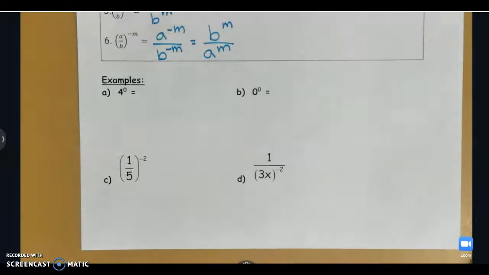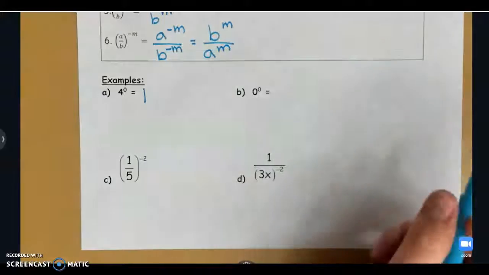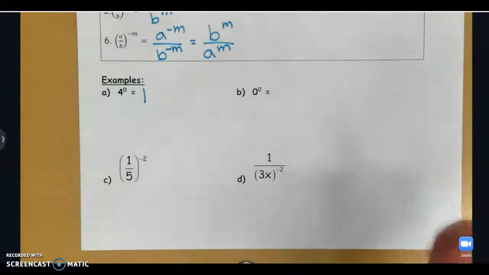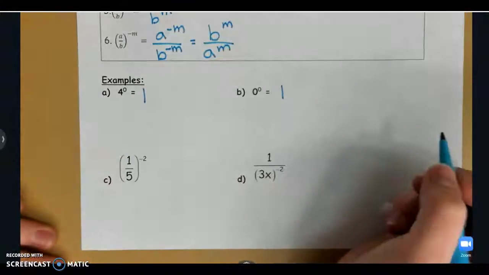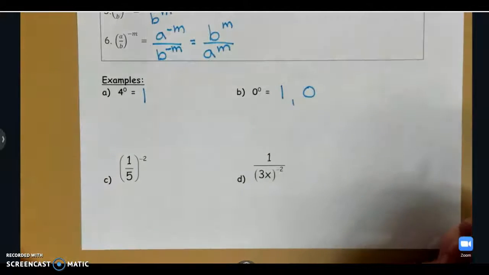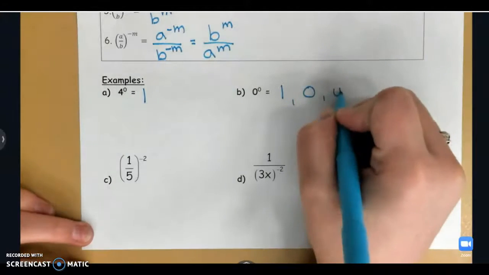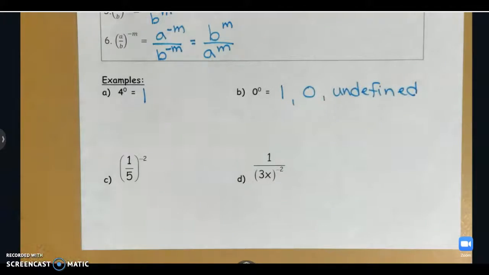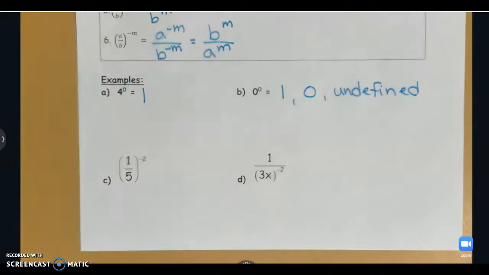4 to the 0 power, remember that is just going to be 1. But 0 to the 0 power, this is something that mathematicians argue with. Some people say it should be 1 because anything to the 0 power is 1. Some people say it should be 0 because 0 times anything is 0, or it's undefined. In any case, this is a highly debated topic about what 0 to the 0 power is.